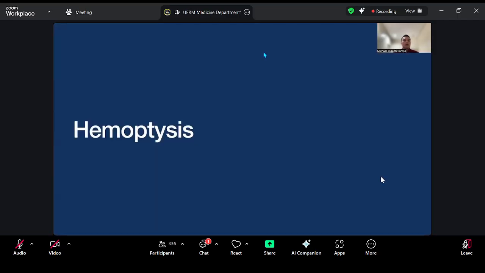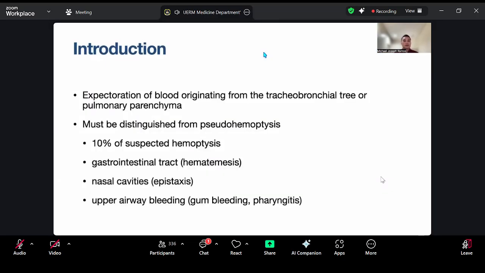Now, let's move on to the other common respiratory symptom, your hemoptysis. Hemoptysis is the expectoration of blood from the respiratory tract, and this must be distinguished from pseudohemoptysis, which can be seen in as much as 10% of suspected hemoptysis cases. And pseudohemoptysis usually includes bleeding from the nasal cavity, termed epistaxis, or from the GI tract, termed hematemesis, or in the other parts of the upper airways.